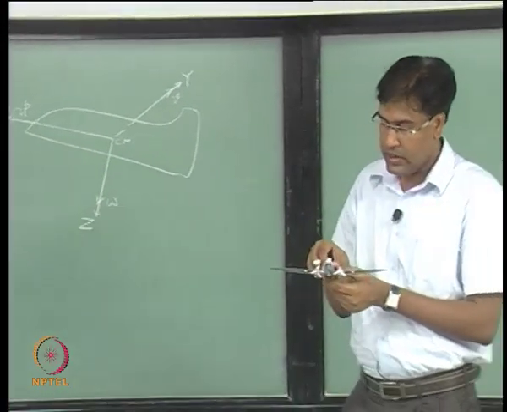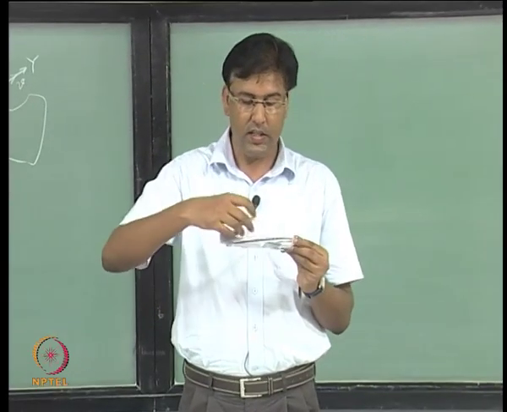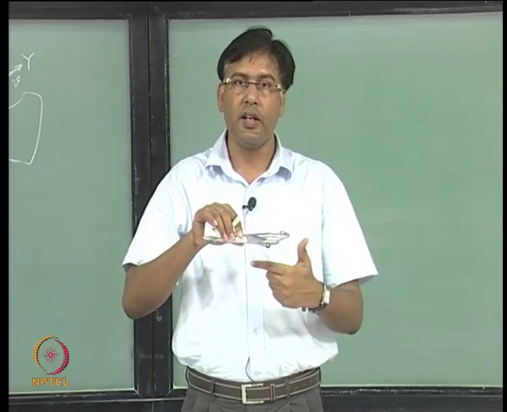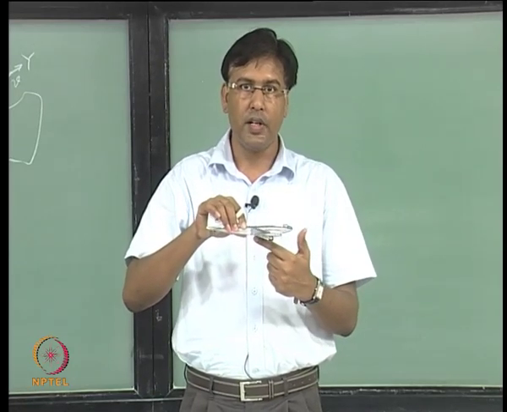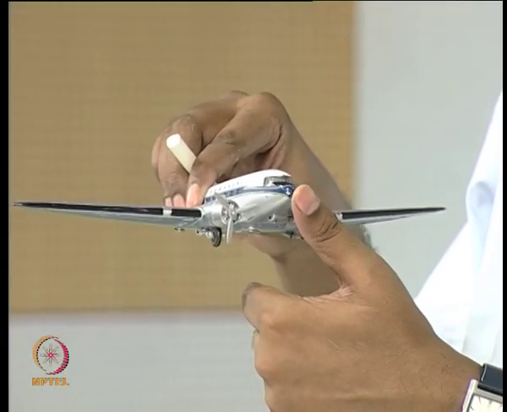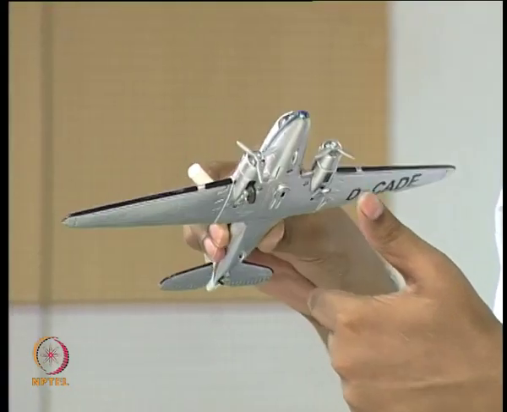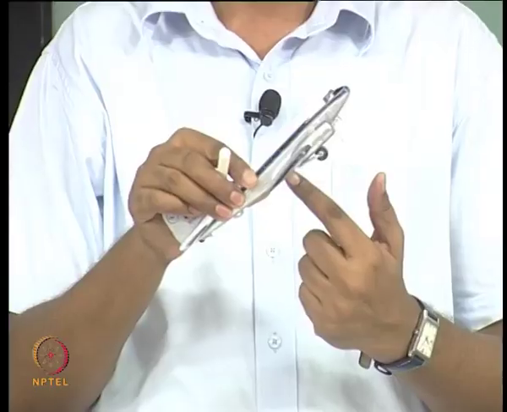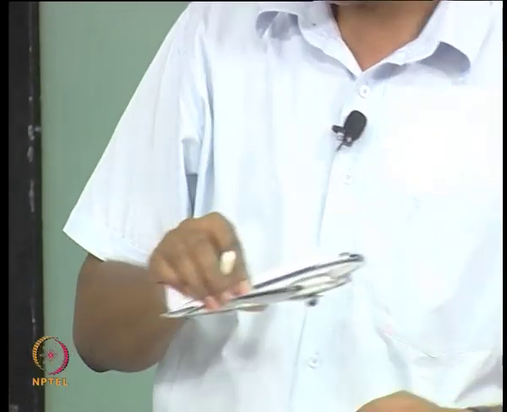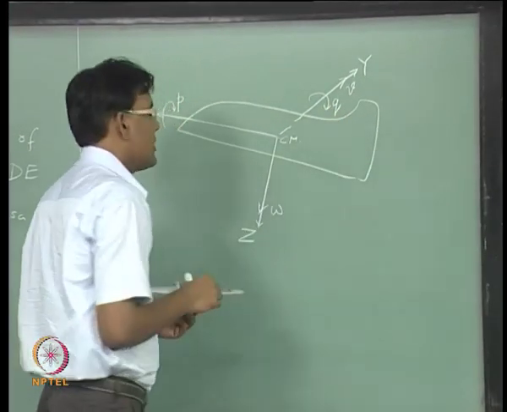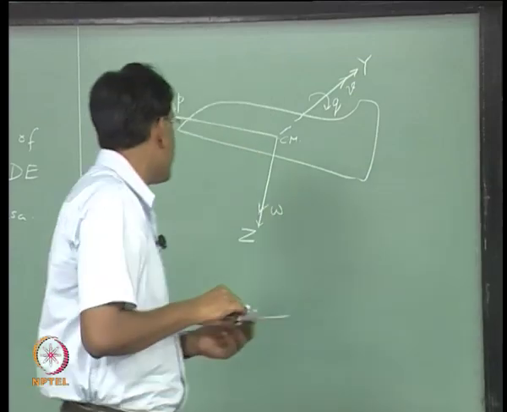The pitching motion is about the y axis, which is this axis, and is in the xz plane. So, aircraft pitching up means positive pitching motion, and that is going like this. So, aircraft is rotating about CG in this fashion if we have positive pitching. And the associated variable is the pitch rate q.